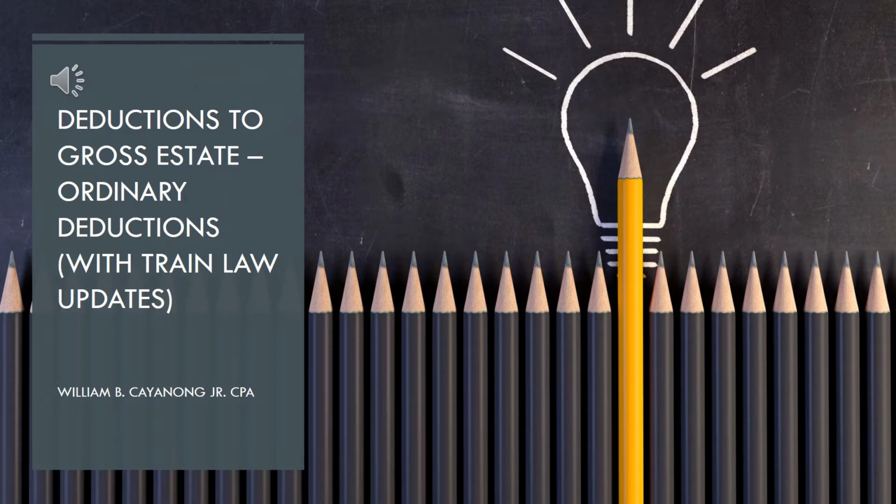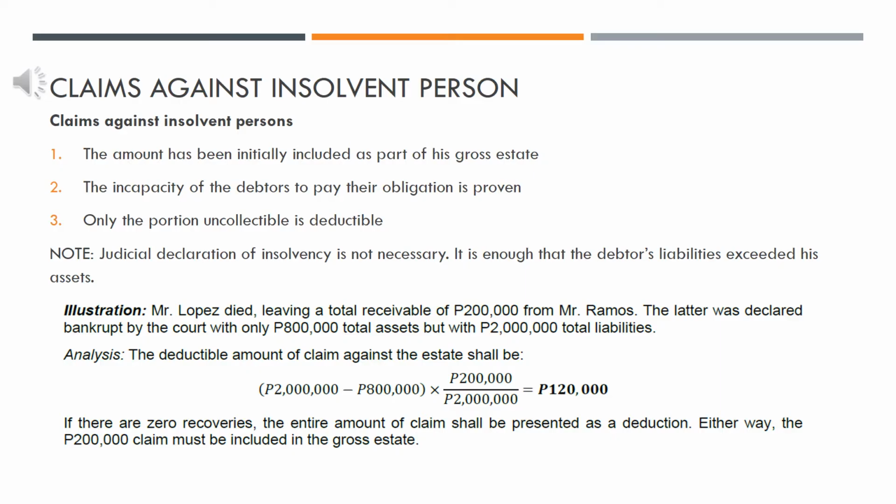So we have different deductions to gross estate. It could be ordinary deductions and special deductions. But in this video tutorial, we will first tackle the ordinary deductions with the TRAIN law updates. First, included in the deductions of the gross estate and considered as an ordinary deduction is claims against insolvent person.